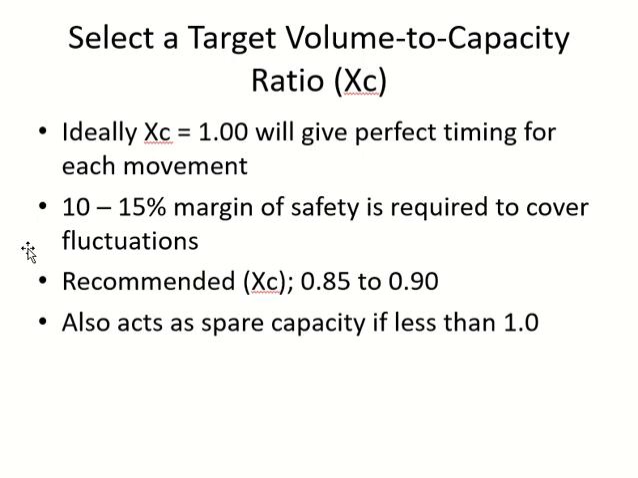So there is no factor of safety here. That's why we take it less than 1. We keep a margin of 10 to 15%. So the actual ratio is taken as 0.85 to 0.9.